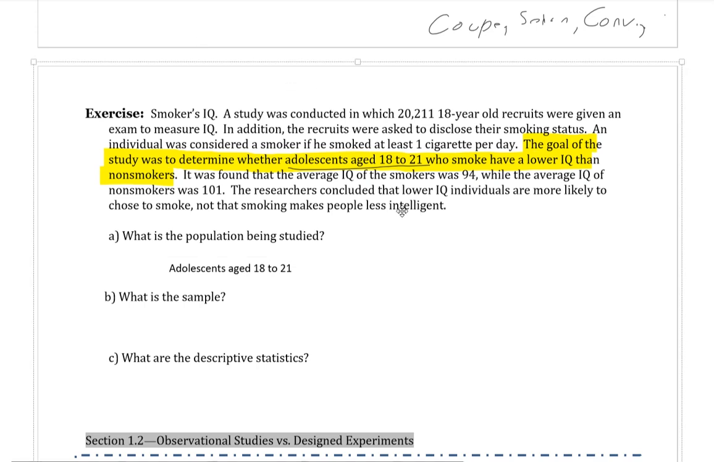That means that the sample, being the 20,211 18-year-old recruits, is not really that great if you really think about it. The sample here being the 20,211 18-year-old recruits.